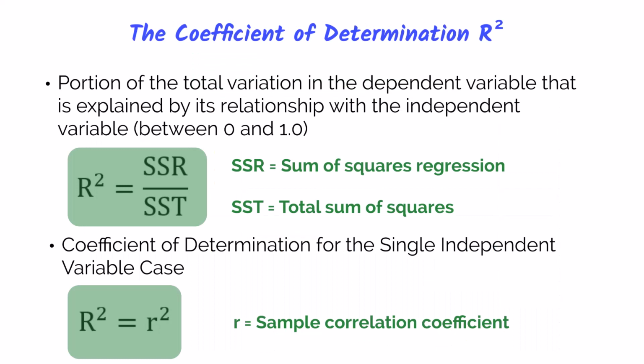So the sum of squares concept we have been discussing builds up to the concept of the coefficient of determination, or R squared. This is the portion of the total variation in the dependent or Y variable that is explained by its relationship with the independent variable. R squared will be somewhere between 0 and 1. Here's the formula for R squared. We will take the sum of squares regression number and divide it by the total sum of squares. Note that for the coefficient of determination for a single independent variable case, R squared is the same as the square of the sample correlation coefficient, or lowercase r, that we learned about in the prior video.